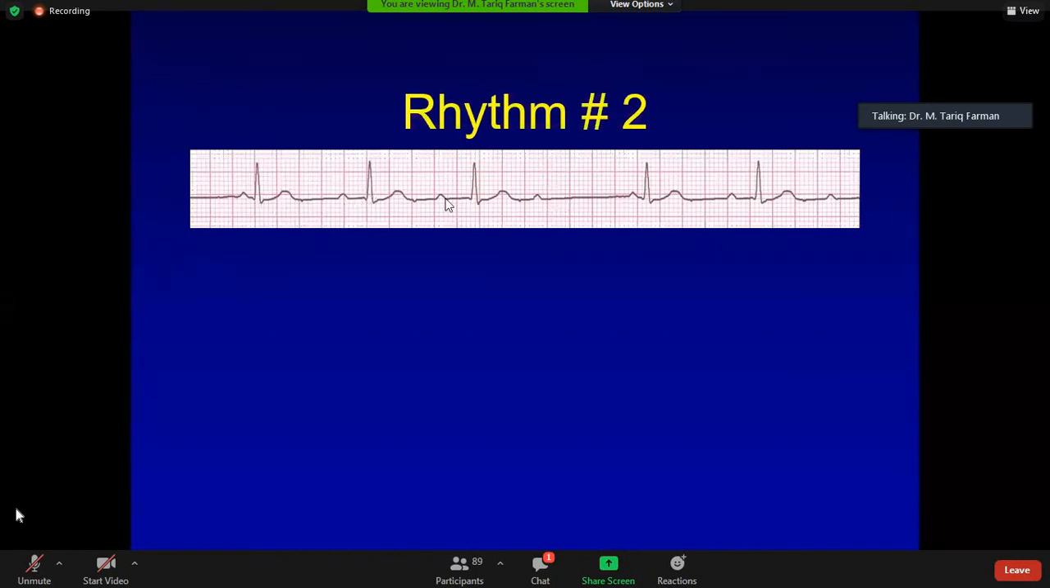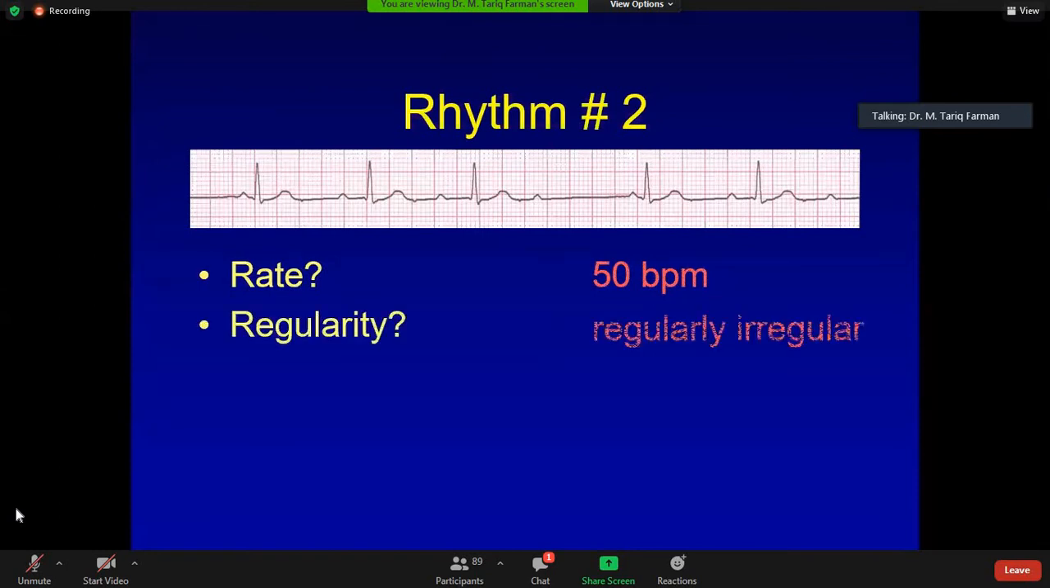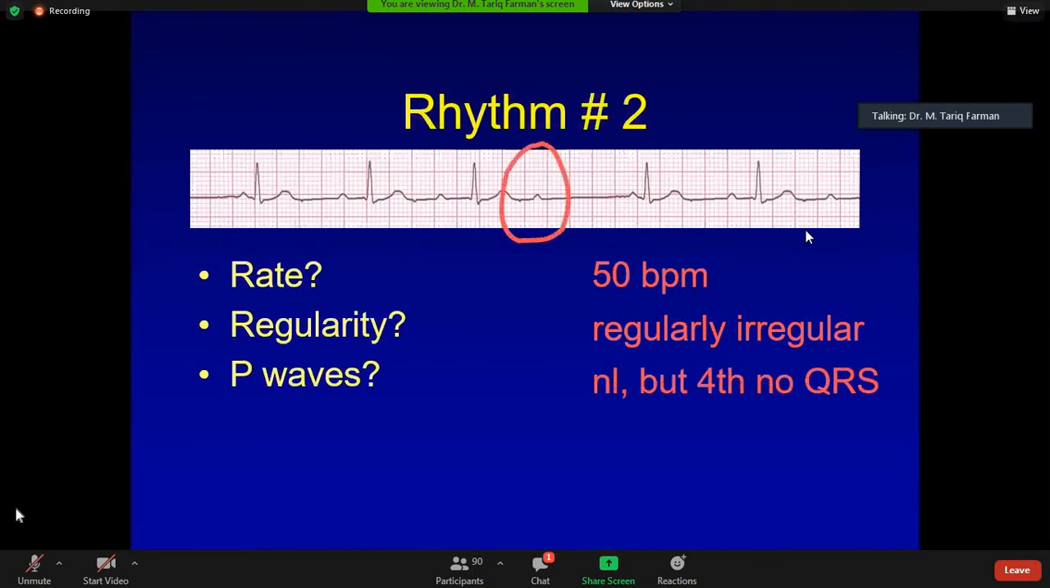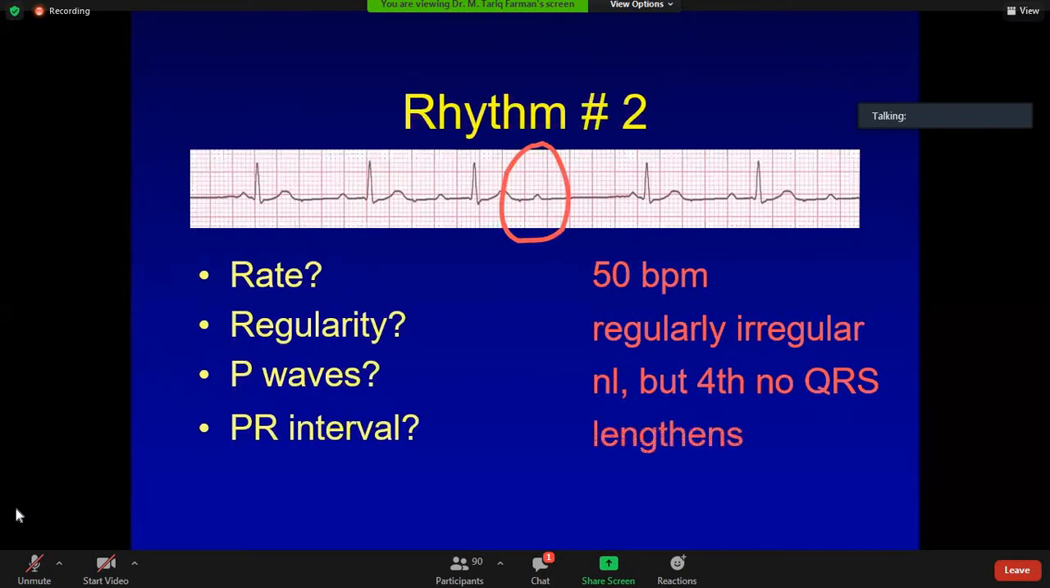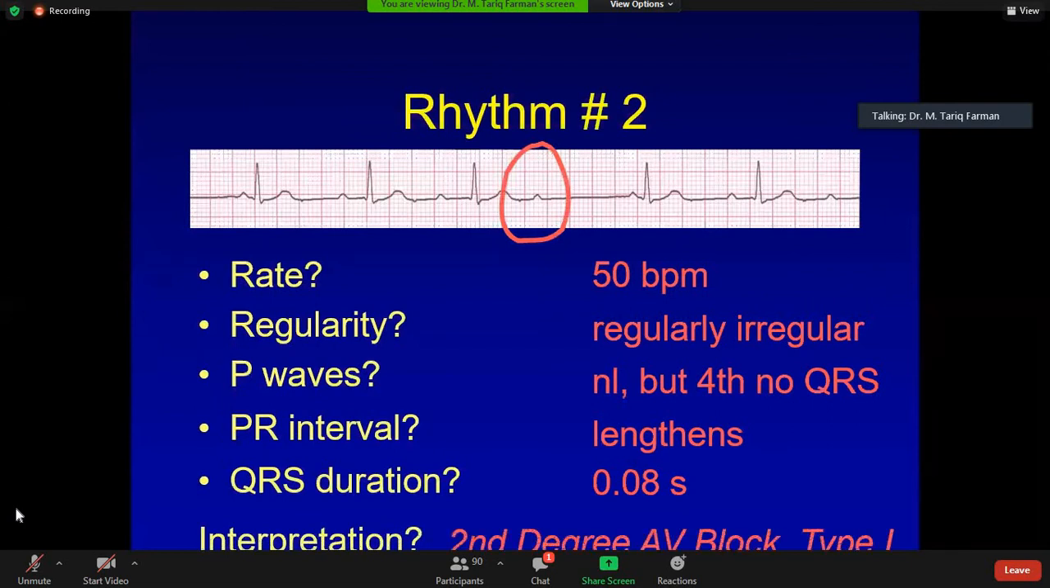So this is how you define the Wenckebach, right? Rate 50 beats per minute. Regularity, it's regularly irregular, right? You can predict that after every 3 beats there will be a missed beat. Okay, P waves normal, but fourth no QRS complex. PR interval lengthens progressively. QRS duration is 0.08. Interpretation is second degree AV block type 1. It's called Wenckebach. Right?